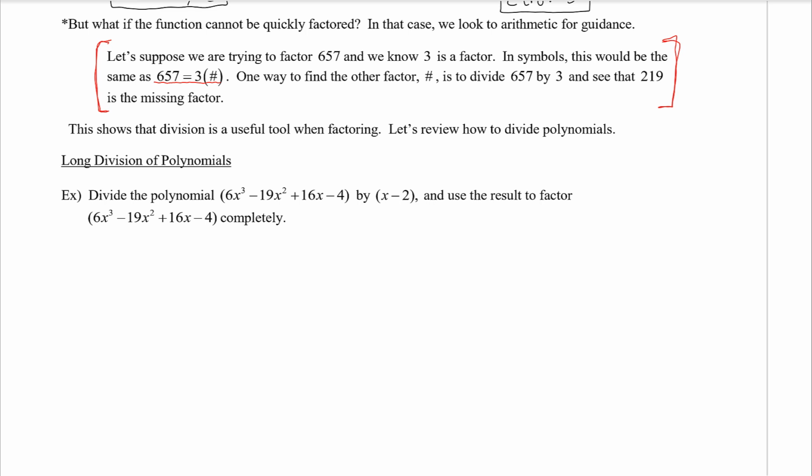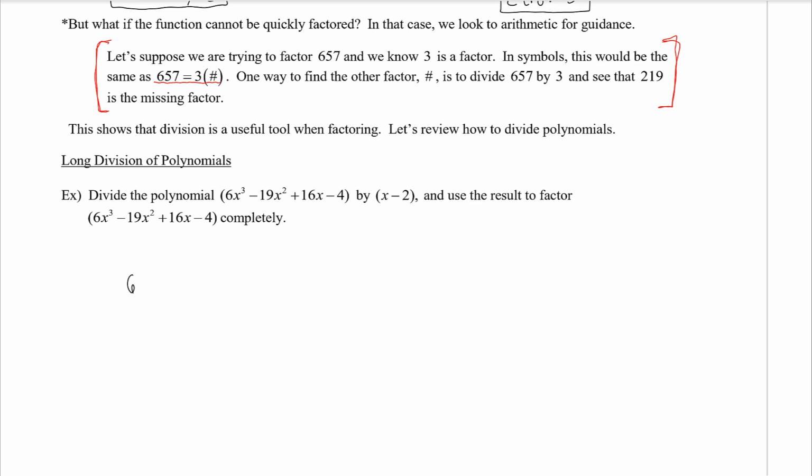So let's say I've got this cubic, 6x cubed minus 19x squared plus 16x minus 4. And what if I divide that by x minus 2? Now, why did I pick x minus 2? Because I know it's a factor, and I know you guys don't necessarily know that, but that's fine. We'll talk about how to come up with that factor a little later. But for now, let's just see that division is going to help me factor that cubic. So let's go ahead and divide those two.